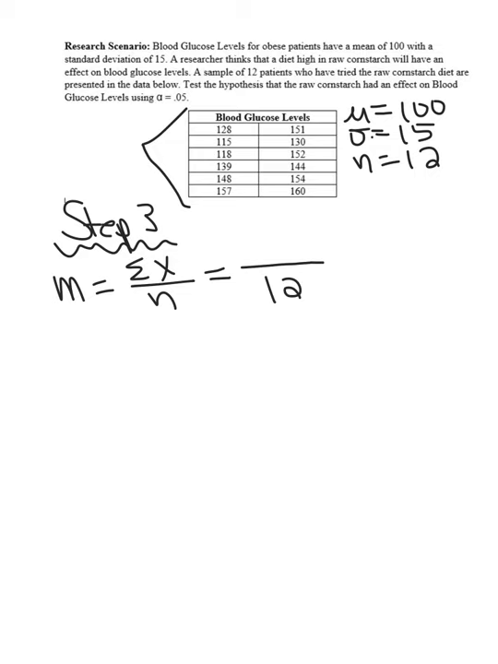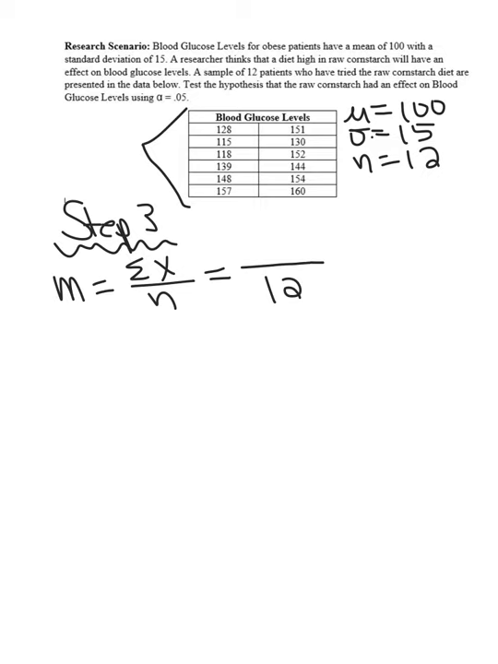So in your calculator, if you have a graphing calculator or a calculator that has a running list of numbers, this is a good time to really use that benefit. So 128 plus 115 plus 118 plus 139 plus 148 plus 157 plus 151 plus 130 plus 152 plus 144 plus 154 plus 160.